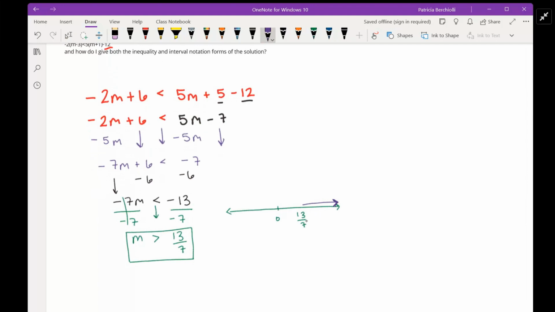Now, if you did need a number line, you would put an open circle or a parenthesis on the 13/7 because it's a strict inequality that doesn't contain an equal, so it's strictly greater than. So again, use an open circle or a parenthesis there. So in interval notation, we start at 13/7 and we go all the way to the right to positive infinity. And then we put parentheses around both. Infinity will always get a parenthesis.